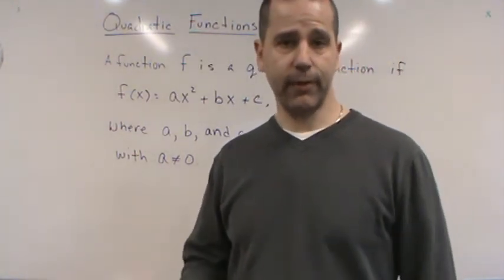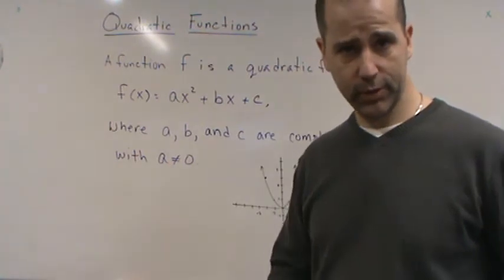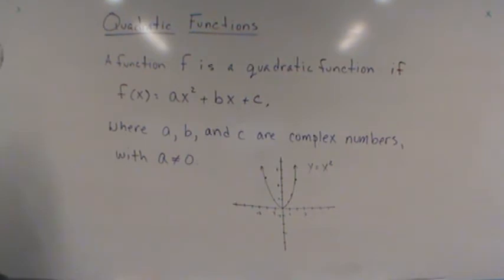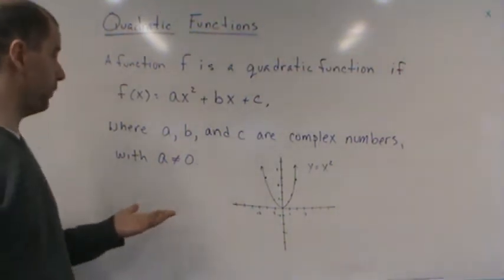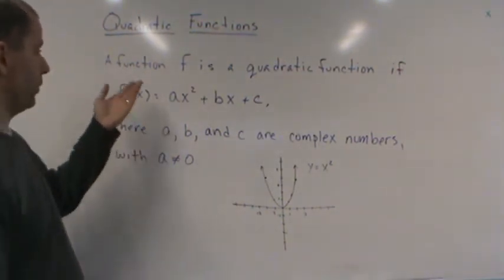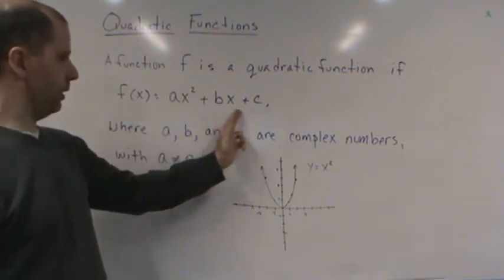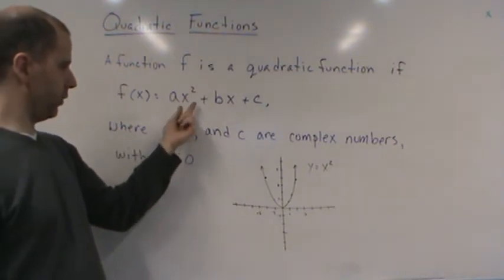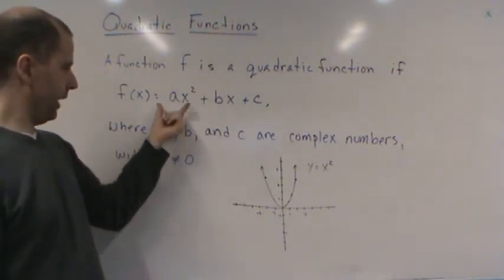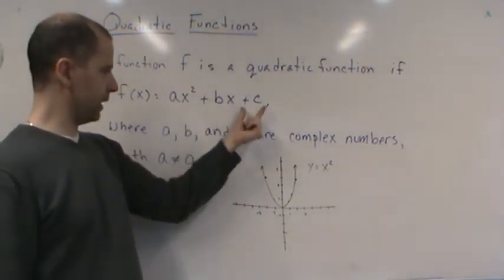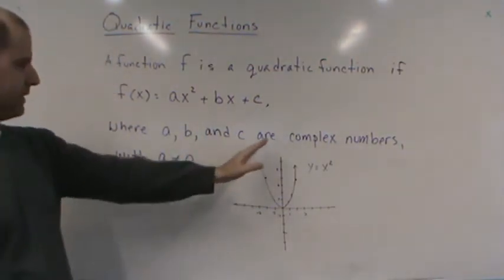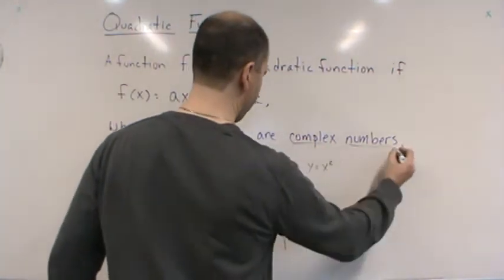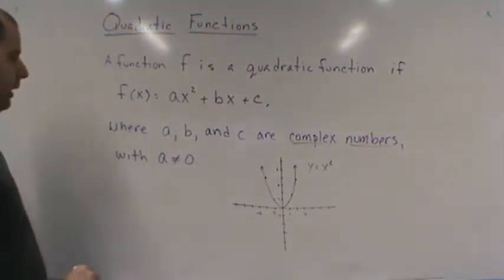And so with quadratic functions, we're going to start with the definition, of course. The definition of a quadratic function is a polynomial function, as we saw in the last video. A quadratic function has the form f of x is equal to ax squared, so it has the second degree, plus bx plus c, where a, b, and c are complex numbers. Again, complex numbers.